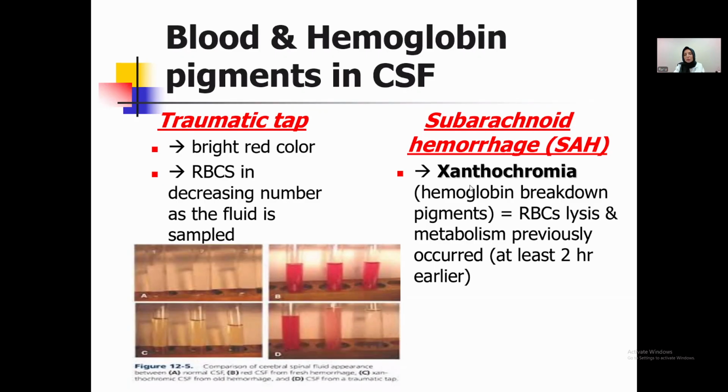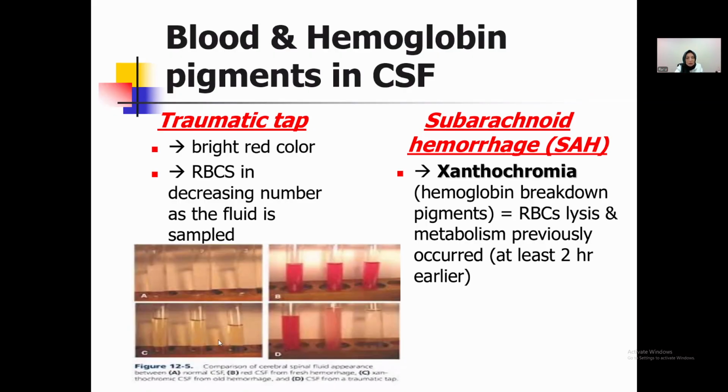With xanthochromia, it's old bleeding. Usually when we have bleeding, the rupture of RBCs releases hemoglobin, heme and globin. The catabolism of heme gives biliverdin, which is the green color, and then bilirubin, which is the yellowish color. So xanthochromia appears when we have at least 2 hours of bleeding or RBC lysis before. This is the xanthochromia we're talking about.